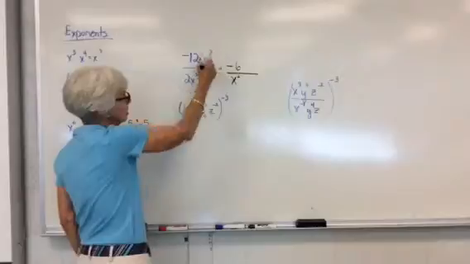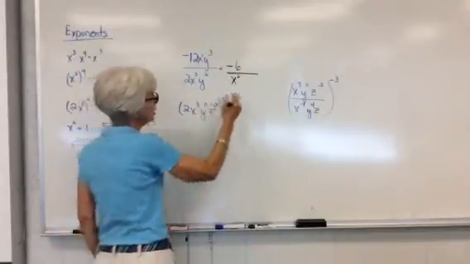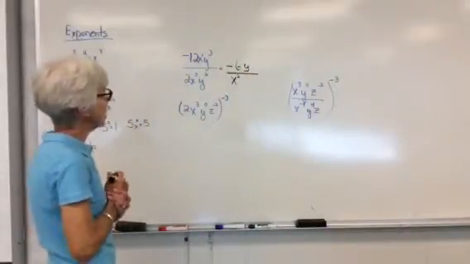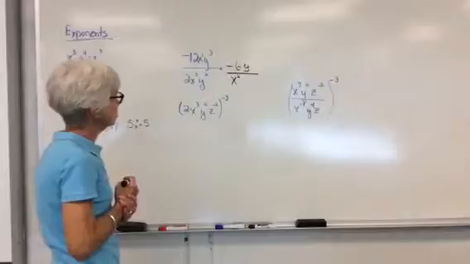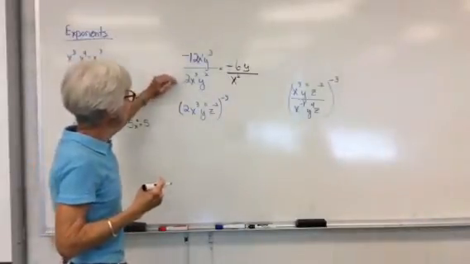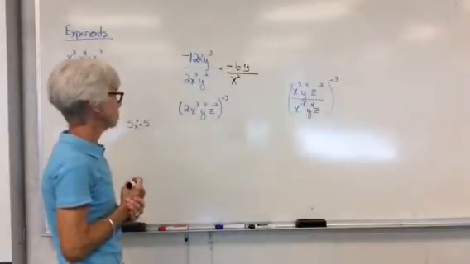Here you're going to bring the y squared up as y to the negative 2. 3 minus 2 is y to the 1. We don't show a power of 1. That's just understood. So we'll have to remember that the variables are going to land on the side of the fraction where the higher exponents started.